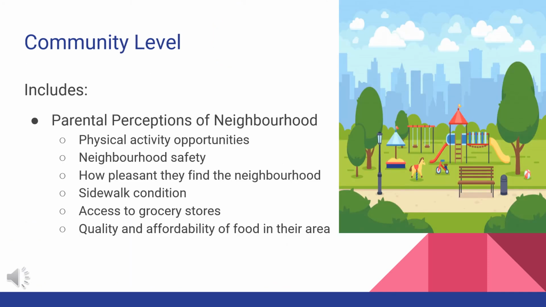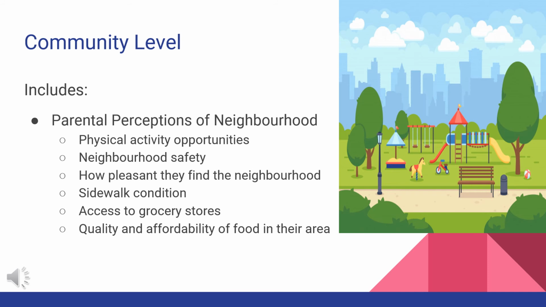In considering the community level of the social ecological model, the researchers emphasized the importance of parental perceptions of their neighborhood in relation to childhood weight status. In this study, it was found that these parental perceptions had the strongest association in predicting children's weight status, especially when considered in conjunction with other parental characteristics.